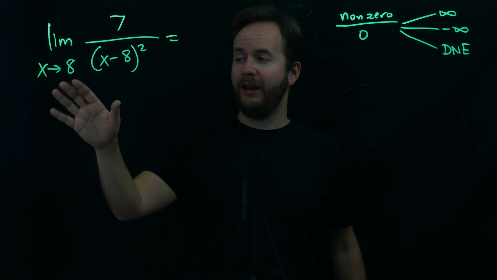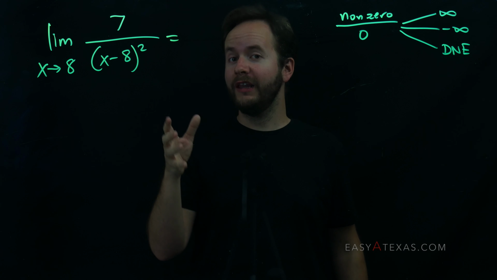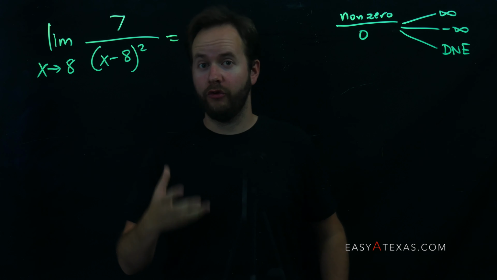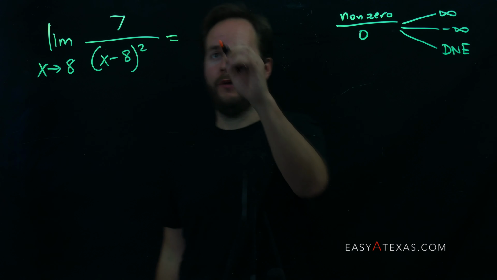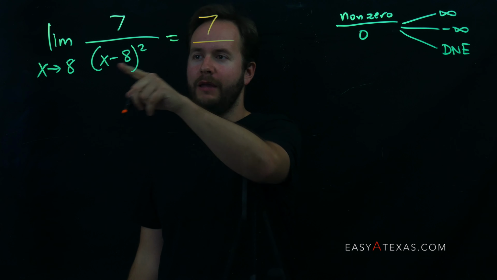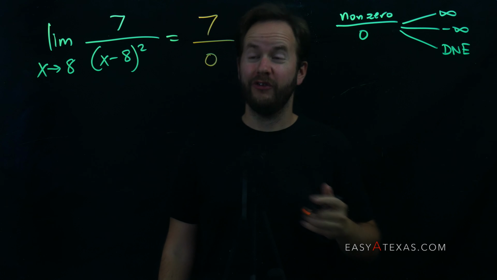Here we have the two-sided limit as x approaches 8. We want to figure out what that limit is going to be after we plug in 8. One of the first things you do when you see a limit 99% of the time is just plug in that number. So we're going to take 8, plug it in, and we get 7 divided by 8 minus 8 is 0, so you get 0 squared, which is 0. So you get 7 over 0.